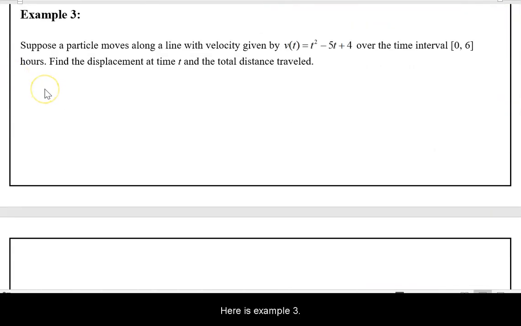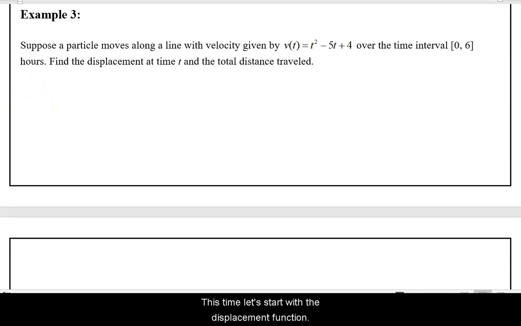Here is example 3. Suppose a particle moves along a line again, we'll assume a north-south line, with a velocity given by t squared minus 5t plus 4, again over the time interval from 0 to 6 hours. We want to find the displacement function again and the total distance traveled. And for fun, we'll go ahead and find the net displacement from 0 to 6 hours as well.